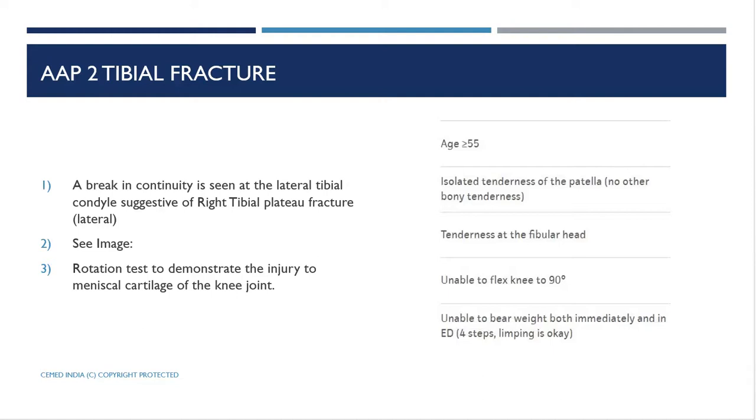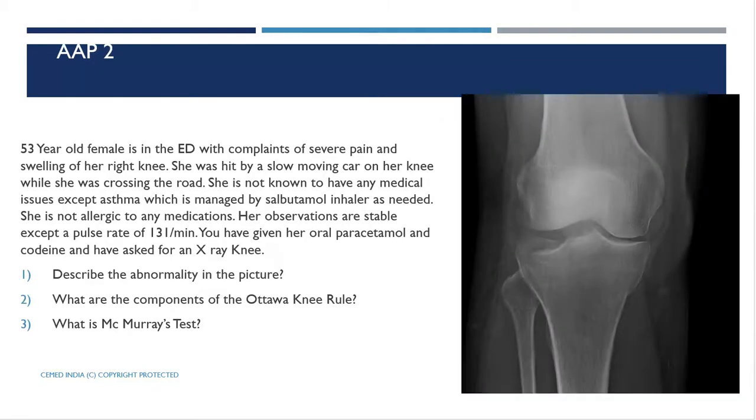The Ottawa knee rule: age greater than or equal to 55, isolated tenderness of the patella, tenderness at the fibular head, unable to flex the knee to 90, unable to weight bear immediately, and in the ED. Limping is okay. This rule cannot be applied to those less than 6 years of age, pregnant ladies, and anybody above 55. McMurray's test is a rotation test to demonstrate injury to the meniscal cartilage. They didn't ask you how to do it, they just asked what McMurray's test is.